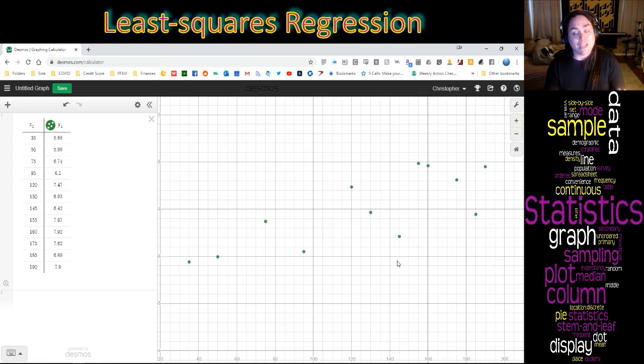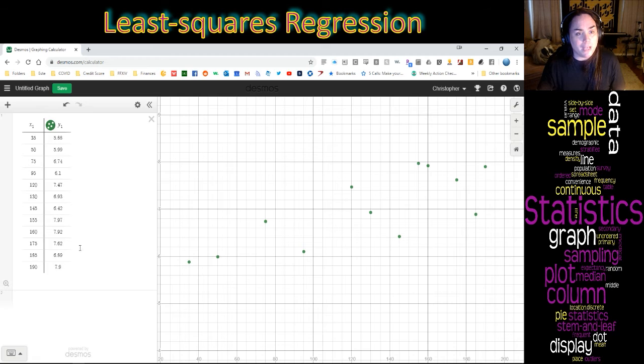Once you've got a value for B sub 1 and B sub 0, you've got the slope of the least squares regression line, and you've got the y-intercept of the least squares regression line. Once you've found those two things, then go on to Desmos and do what I'm about to show you to double check that you got it correct.